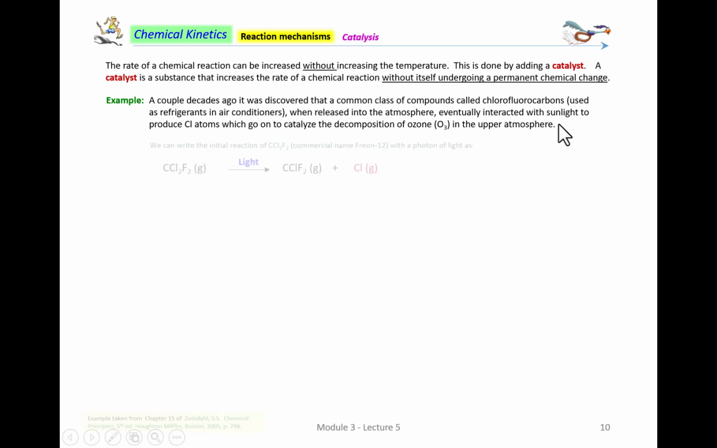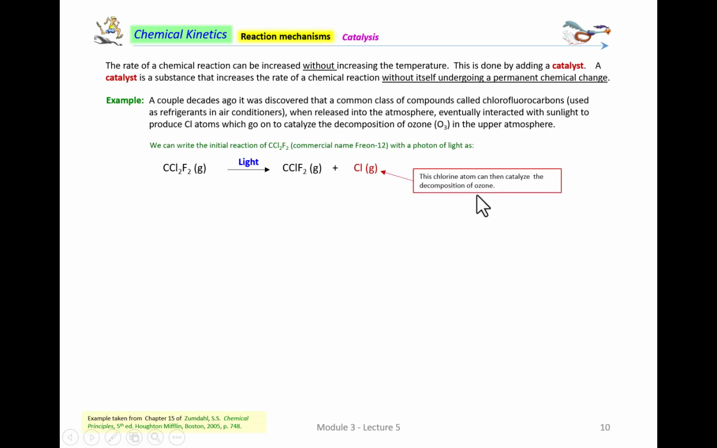Now, we can write the initial reaction of a typical chlorofluorocarbon. This one was commercially named Freon 12, reacting with photons of light to form a molecule that's missing one chlorine atom, and this chlorine atom is broken off by the photon of light and is now free. Well, what is this chlorine atom going to do? This can now catalyze the decomposition of ozone.